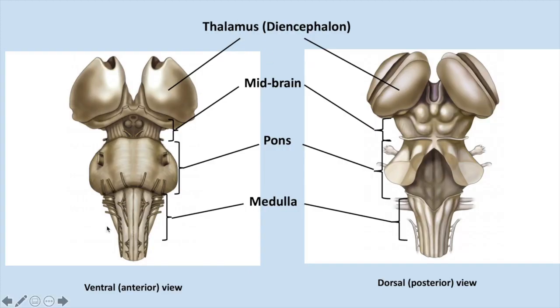Then if we have a look, we've got a ventral view on this side, or an anterior view on the left, and then we've got a dorsal view on the right. And again, we can just see that the brainstem is going to be split up into the midbrain, the pons, the bulgy bit, and then the medulla. And then finally at the top we've got the thalamus, which makes up most of the diencephalon. So that's attached to the brainstem at the very top.